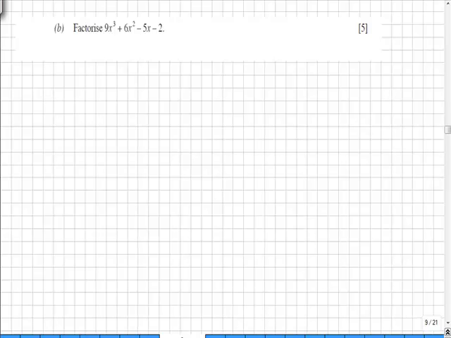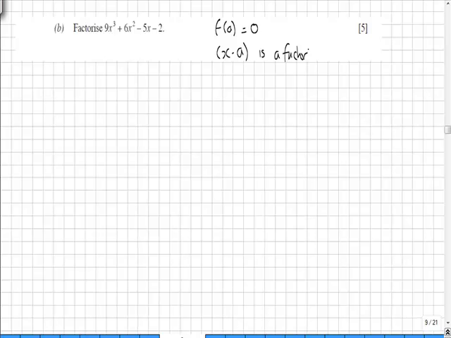In part B, we have to factorise the following expression. We know from part A that x minus 1 left us with a remainder, and we're aiming to find a factor first of all. We're going to use the rule that if f(a) equals 0, i.e. there's no remainder, then x minus a is a factor of the expression.